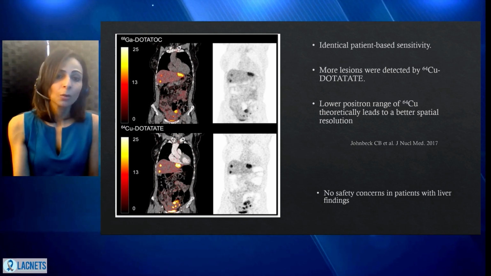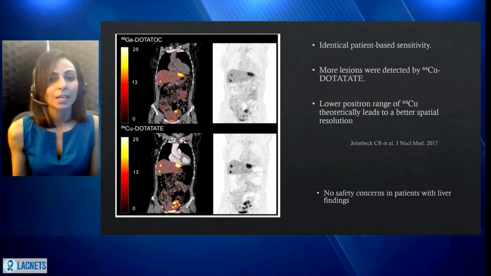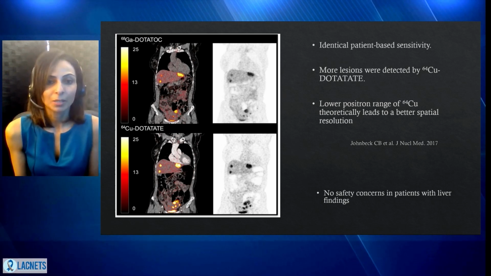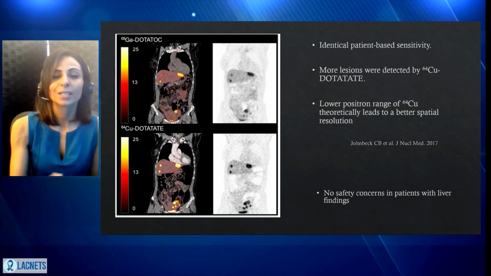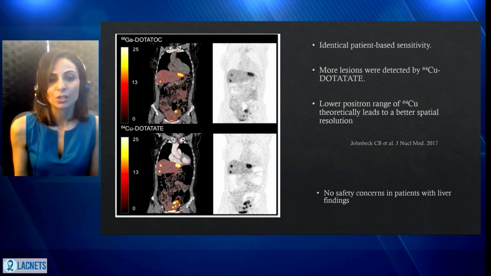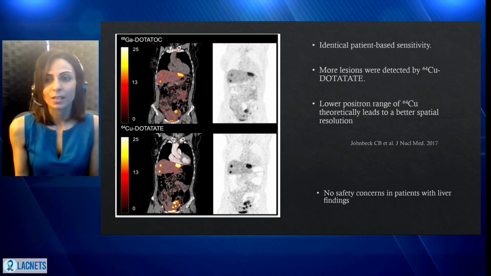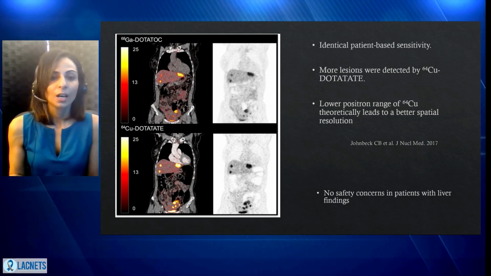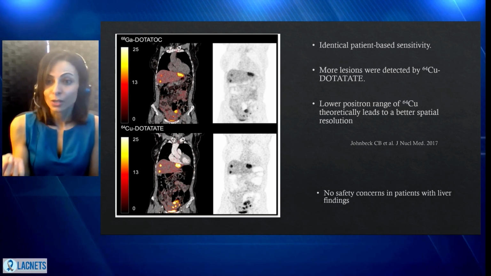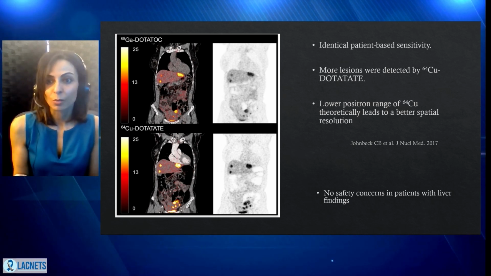One of the questions that comes up is, because copper typically can be taken up by the liver, are there safety concerns in patients with liver findings or liver disease? And there are really no safety concerns. The amount of radiation is very small and the amount of copper is very small.